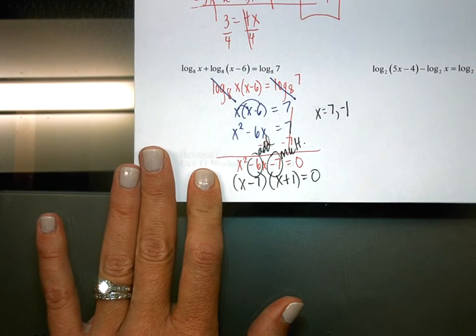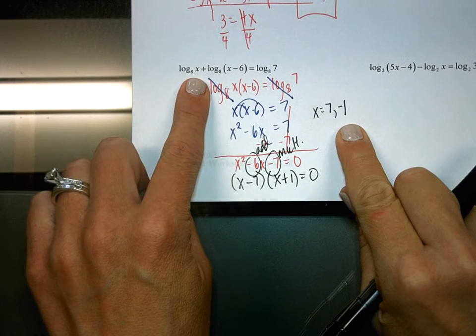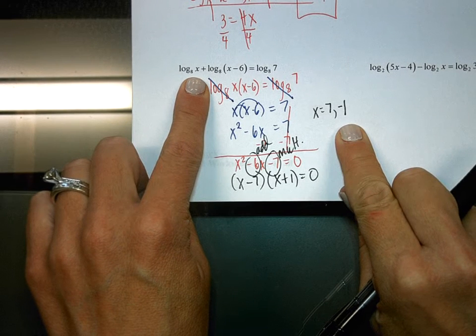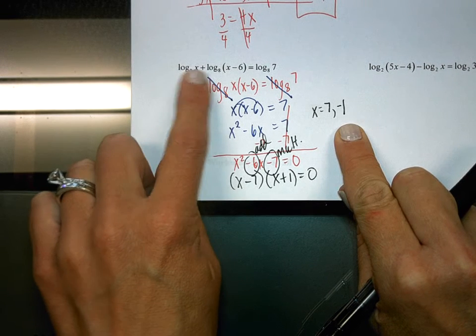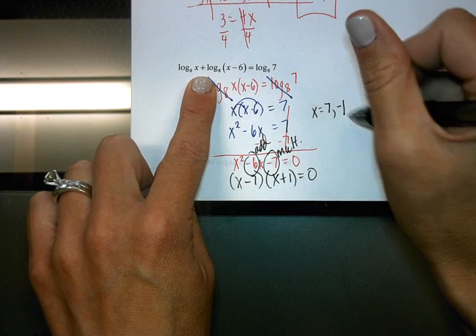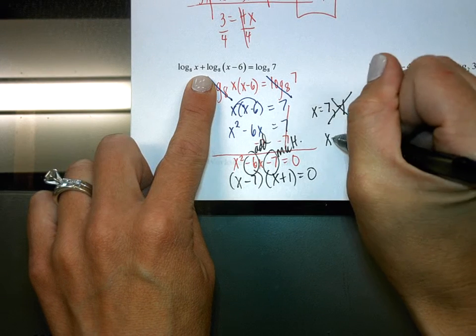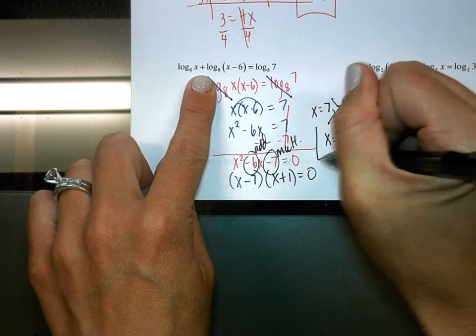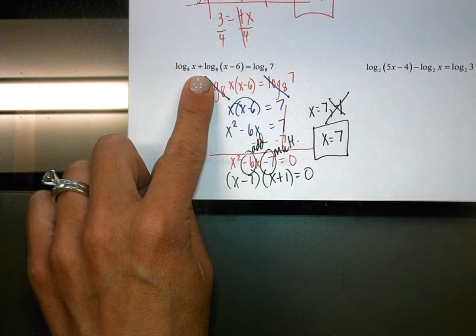Now, one thing with logs, which we even talked about when we were graphing them, is that you can never end up getting a negative number here. Because if you were to change this to exponential form, it'd be like 8 to the y equals x. You can't ever get a negative number. So when you see a negative answer, it doesn't work. Therefore, the only answer is x equals 7. Okay? Any questions?